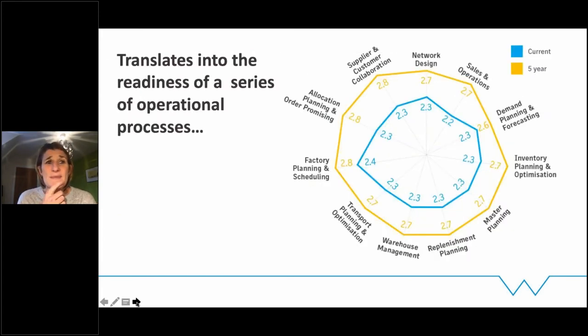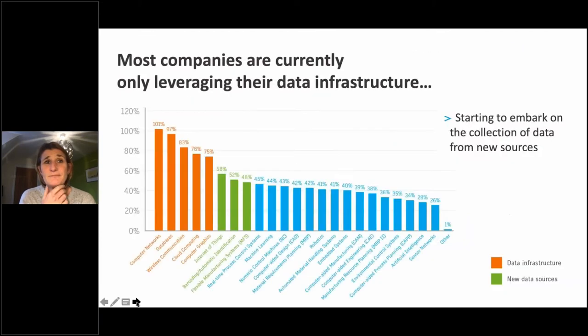And these were the types of operational processes that we looked at. And as you can see, for any of you that work on the more operational side of your businesses, these are pretty much all of the core processes that would help you to deliver your products through manufacturing to your end consumers.